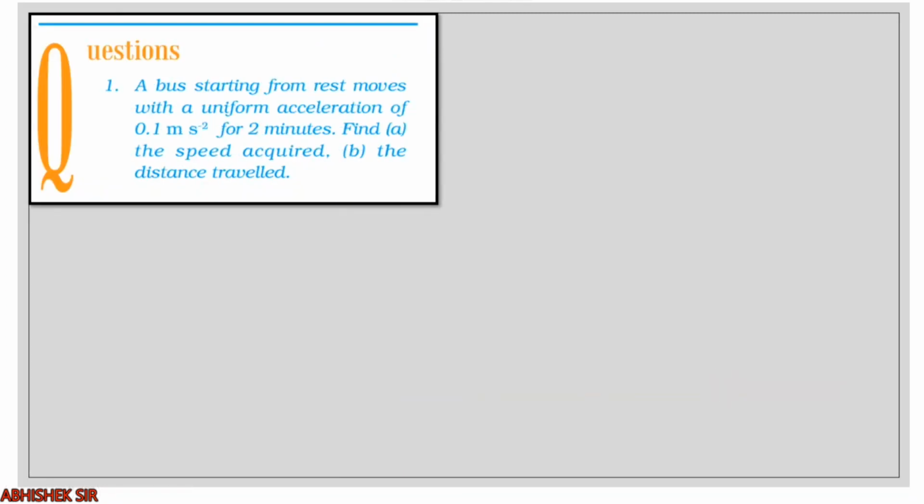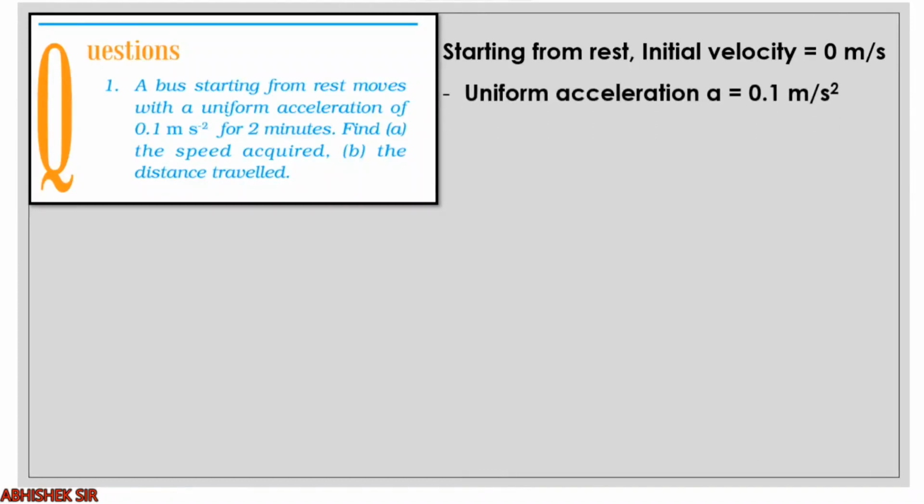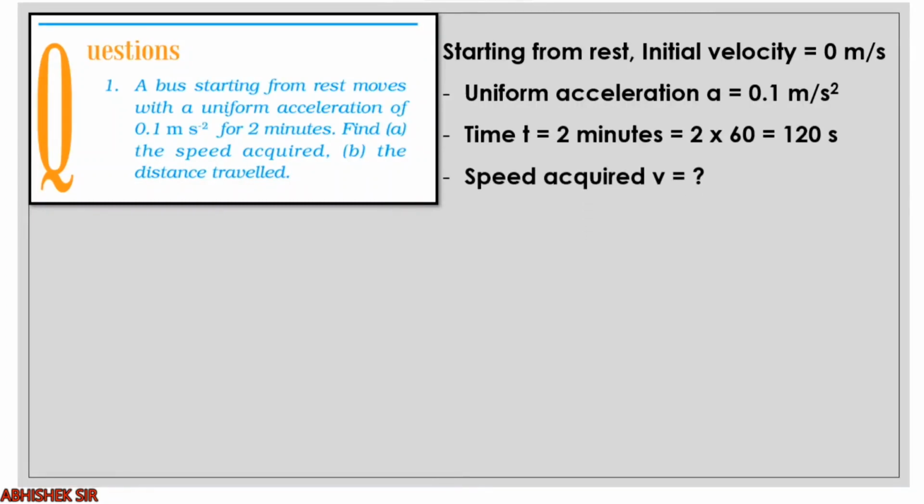Clear? Next, we have a bus starting from rest which moves with a uniform acceleration of 0.1 meter per second square for 2 minutes. We have to find out the speed and the distance traveled. So let us start with a given. Starting from the rest, that means initial velocity is 0 meter per second. Uniform acceleration 0.1 meter per second square. Time 2 minutes, that means 2 into 60, 120 seconds. What we are finding? Speed acquired, v, and distance traveled.